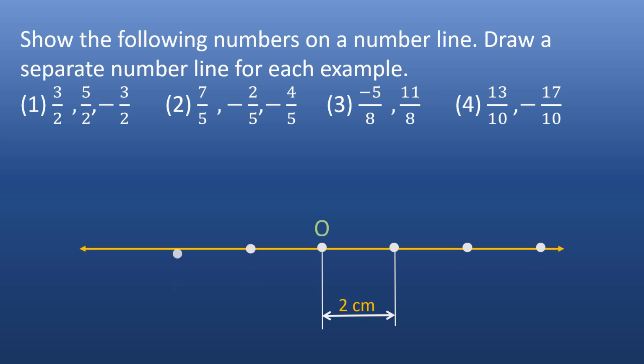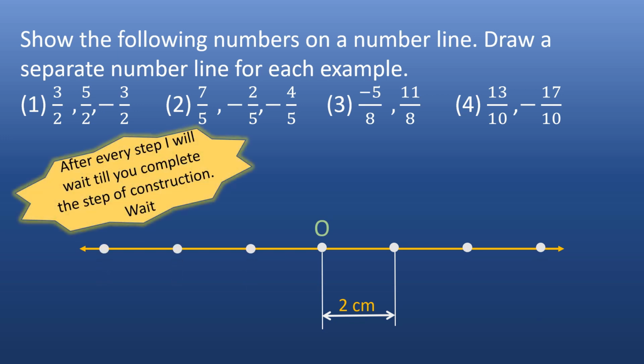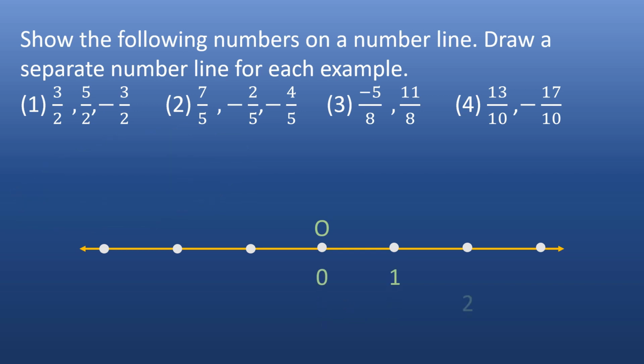As the denominator of rational number 3 by 2 is 2, take scale 2 centimeter is equal to 1 unit. Show positive integers on the right side of origin and negative integers on left side of the origin.